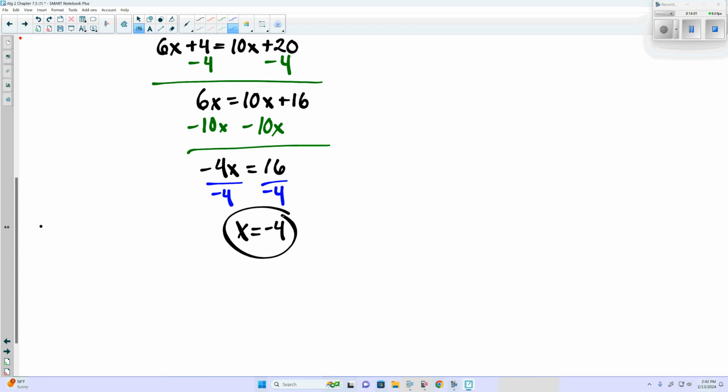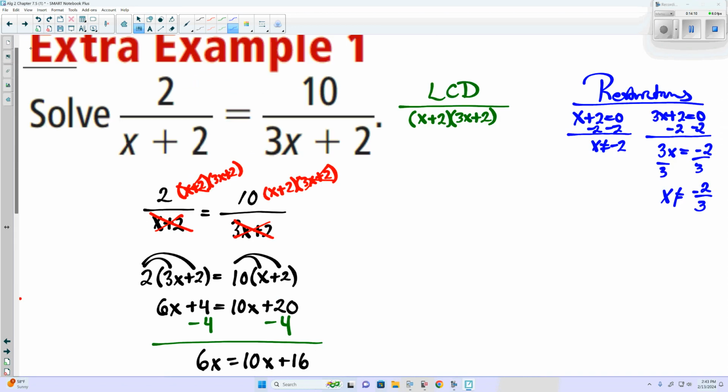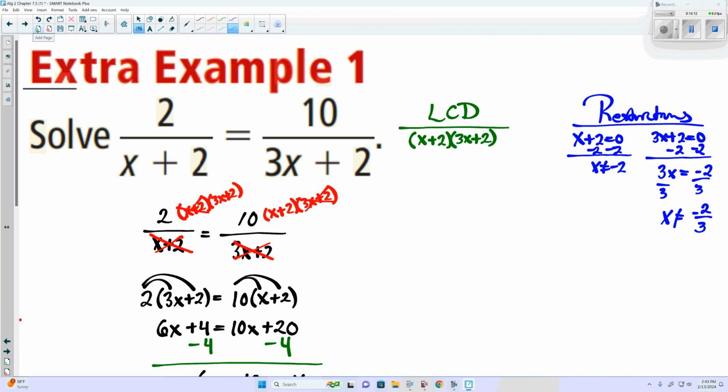Questions on this here? It's sometimes easier to just get the variable by itself first. Any questions on any of these here? We ready for the next one?